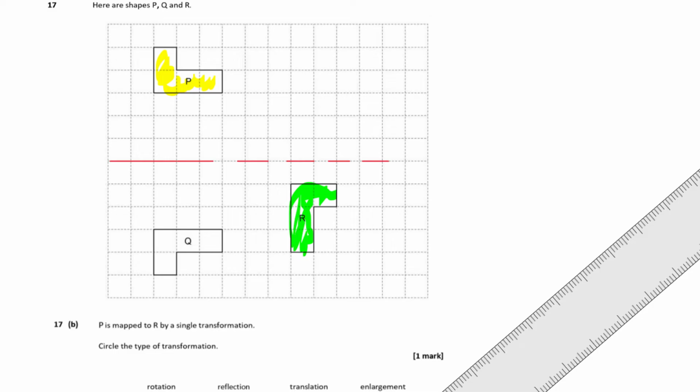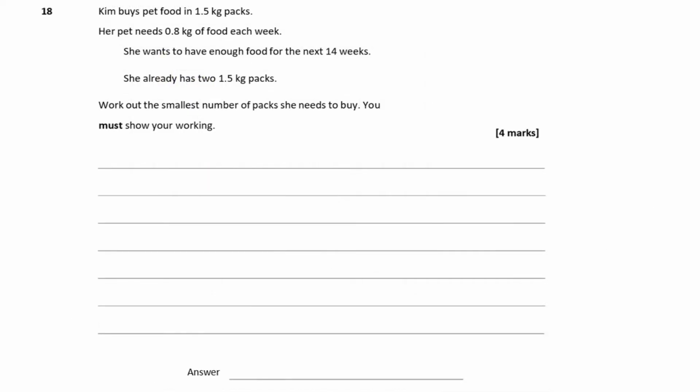It's not a translation because it's changed its orientation. It's not an enlargement. So that only really leaves a rotation by an order of elimination, and actually I can see that's probably the case. Question 18. Kim buys pet food in 1.5 kilogram packs.